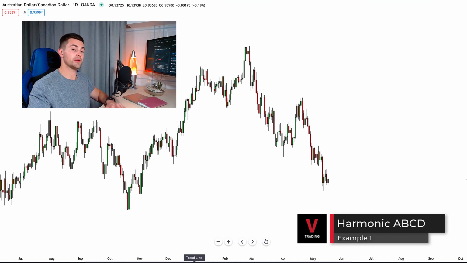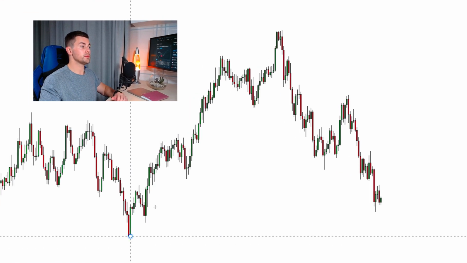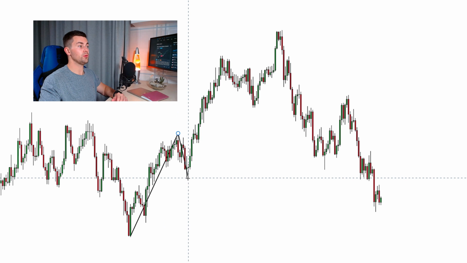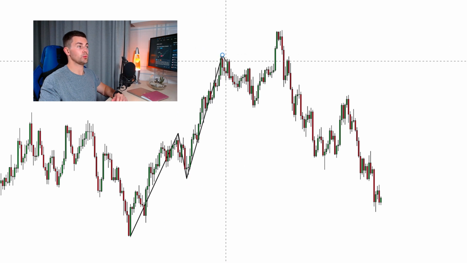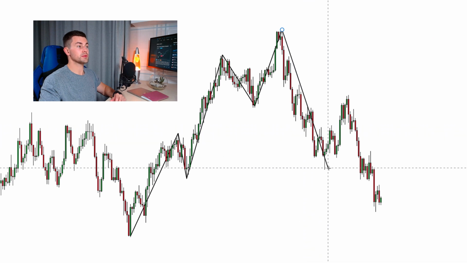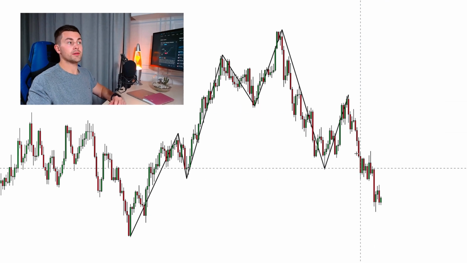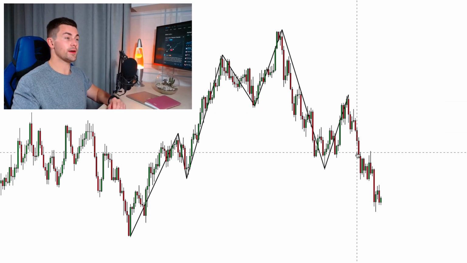Alright, now let's discuss some examples. On the Aussie CAD pair on a daily chart I see a very nice potential harmonic ABCD pattern. To properly identify that, first of all we must follow the impulses. We follow the impulse legs, we draw the impulses, and we see how the price acted in the past. Just recently we saw this impressive strong bearish movement. Then we saw the retracement, and now the price goes lower.